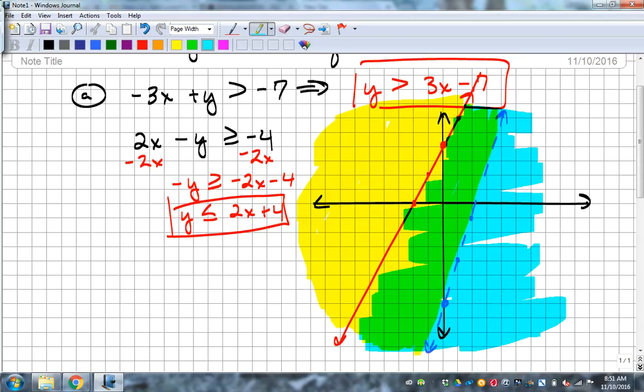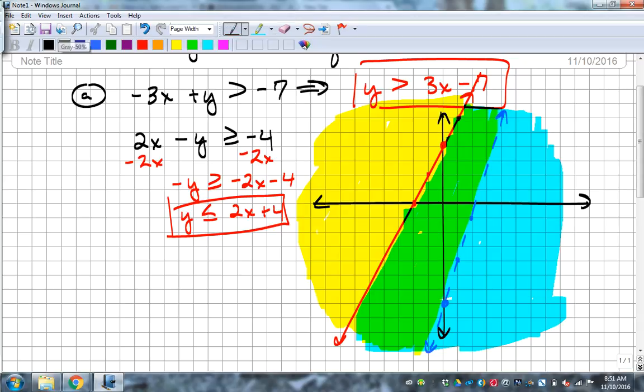The answers are there where it turns green. The overlap, because it's a system. Overlap is the answers. My favorite part about this program is it does that. Mixes colors. Pretty good.